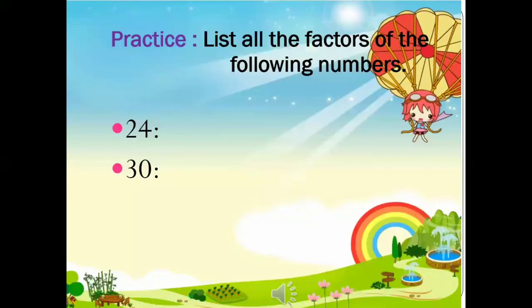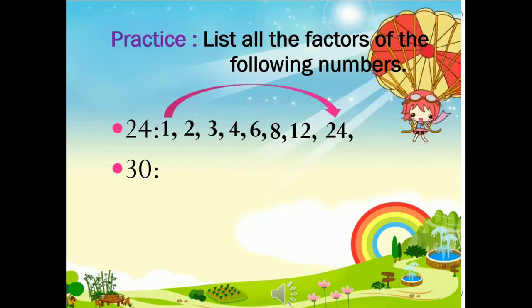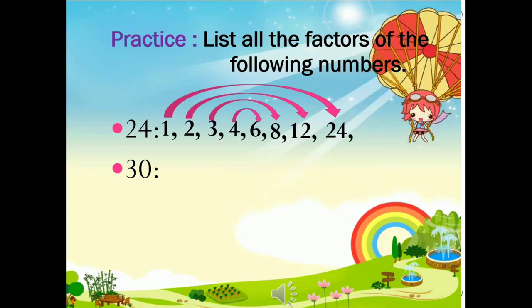How about 24? What are the factors of 24? We have 1, 2, 3, 4, 6, 8, 12, and 24. Now to check if we didn't miss any factors, you can do multiplication. Multiply the first factor with the last factor. So 1 times 24 is 24. 2 times 12 is 24. 3 times 8 is 24. And 4 times 6 is 24.